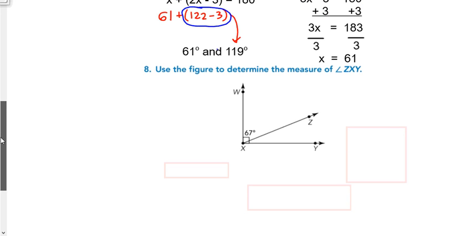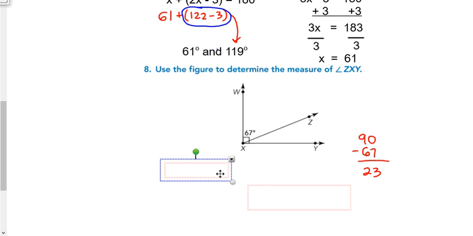And number 8, use a figure to determine the measure of angle ZXY. So ZXY is from here. We're trying to figure out this small angle here, right? We know that this angle, WXZ, is 67. And we know that this is a right angle because there's a symbol for the right angle. So we're going to have to subtract the 67 from 90. We get 23. That means this small angle ZXY is going to be 23.